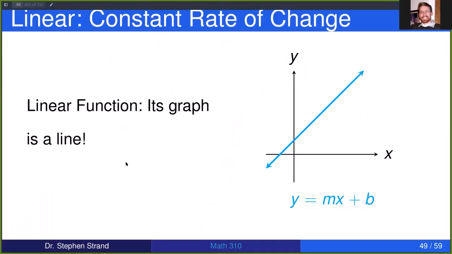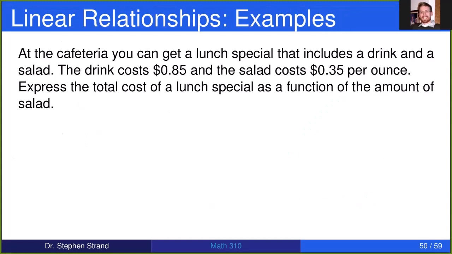So the next thing that we want to look at is an example that we can model with a linear function. So let's say at the cafeteria, you can get a lunch special that includes a drink and a salad. The drink costs 85 cents, and the salad costs 35 cents per ounce. So what we'd like to do is express the total cost of a lunch special as a function of the amount of salad.